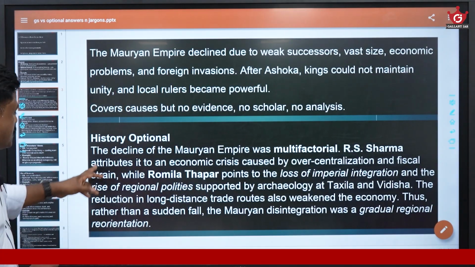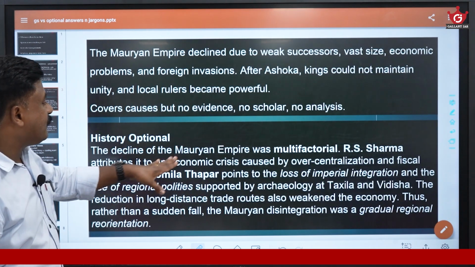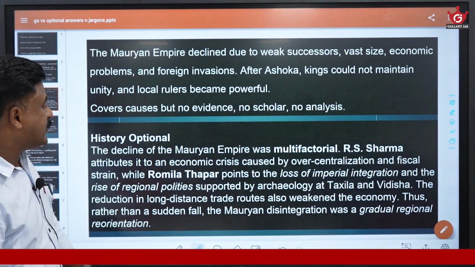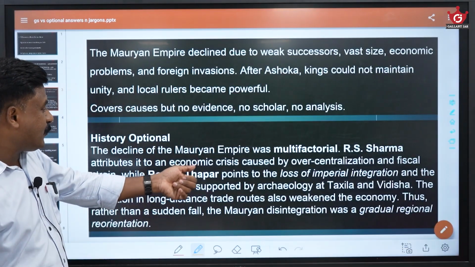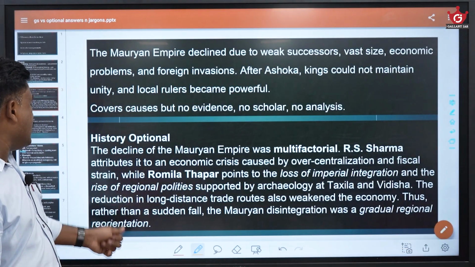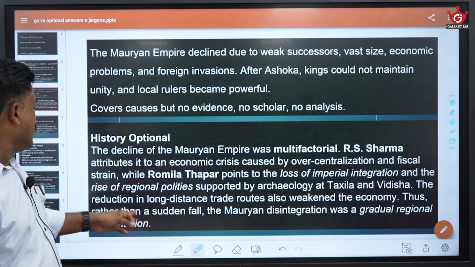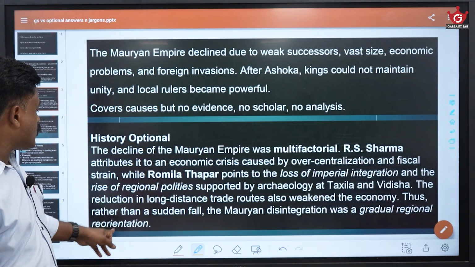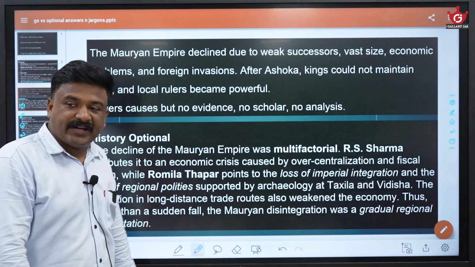But in history optional, you see, the same answer goes like this. The decline of the Mauryan Empire was multifactorial. R. S. Sharma attributes it to an economic crisis caused by over-centralization and fiscal strain. Romila Thapar points to loss of imperial integration and rise of regional politics, supported by archaeology at Takshashila and Vidisha. Then the reduction in long-distance trade routes also weakened the economy. Thus, rather than a sudden fall, Mauryan disintegration was a gradual regional reorientation.